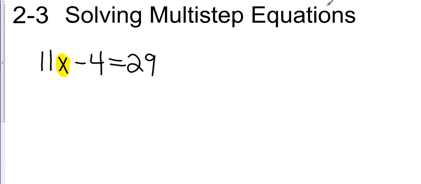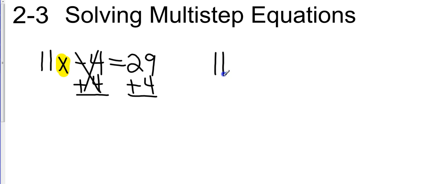So I see that 11 is connected. I'm going to move the negative 4 to the other side by adding 4 to both sides. Remember, our operation there was subtraction, so we want to do the opposite, which is division. Division, which is addition, excuse me. And so those will cancel. So I currently have 11x equals, and when I add the 29 plus the 4, I'm going to get 33.